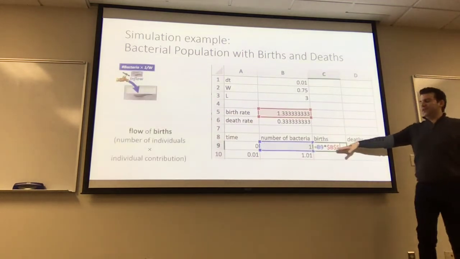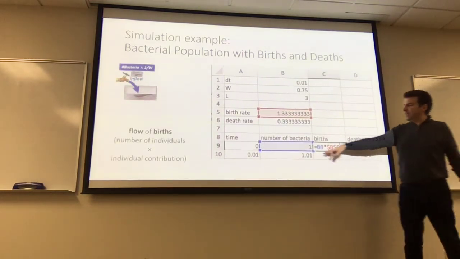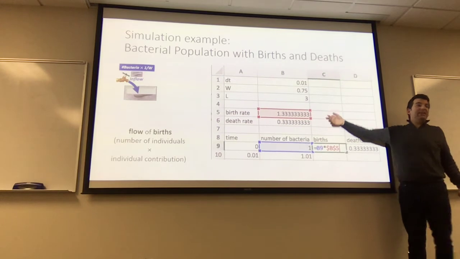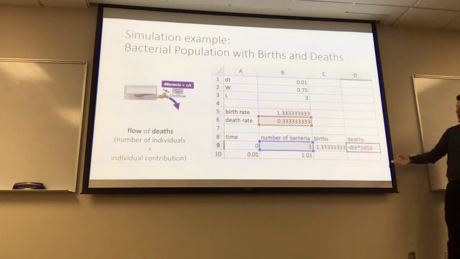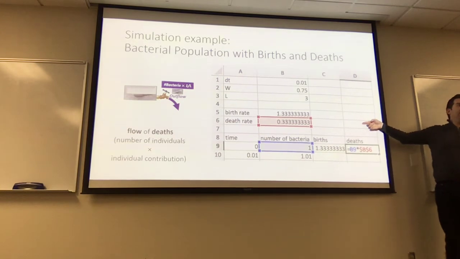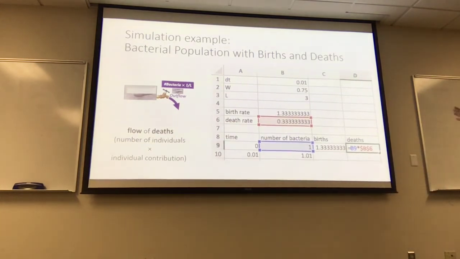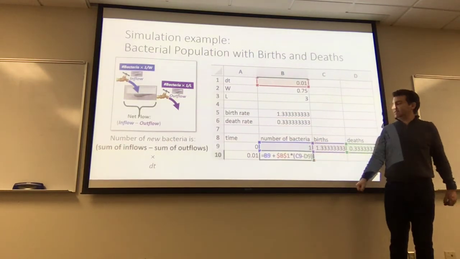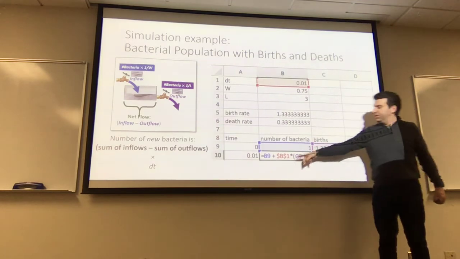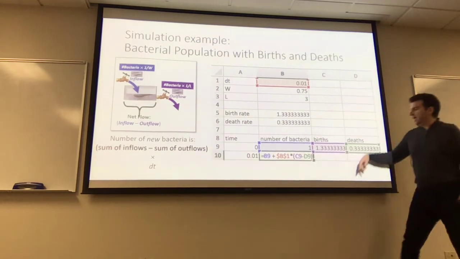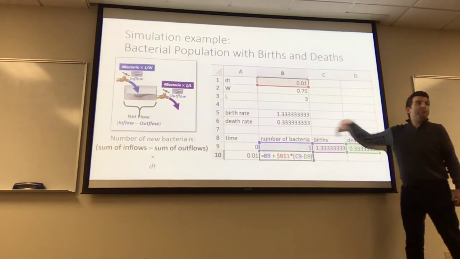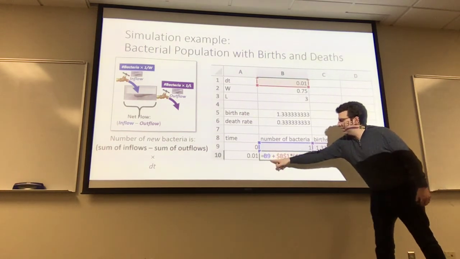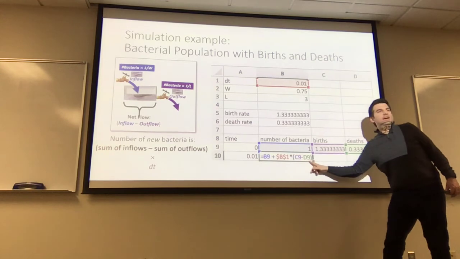Here, I need to figure out the number of births. Well, that's just the current number of bacteria times the birth rate, which I defined up here. I then need to figure out the number of deaths. Same idea. Current number of bacteria times the death rate, which I have here. And now I have everything I need. Well, I need one more thing. How do I figure out the next number of bacteria? Well, it's just the previous number of bacteria plus DT times the sum of all the inflows minus the sum of all the outflows. And that's the formula I have here. Previous bacteria, DT, inflows minus outflows.